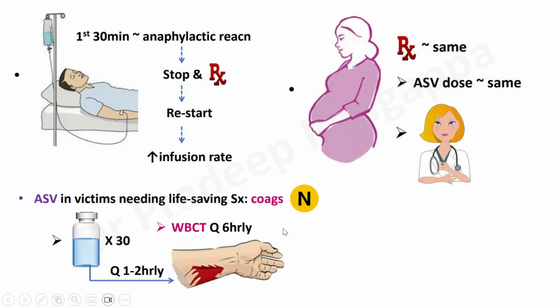So what about ASV in victims needing life-saving surgery? You have to make sure that coags are normalized. So even here, you give ASV up to 30 vials, and 1 to 2 hourly you need to check whole blood clotting time, 6 hourly, to ensure that it has normalized before this patient can be taken up for surgery. So the key protocol is continue ASV, and maximum up to 34 vials you can give: 10 vials stat, 2 vials 6 hourly for low dose. If it is a very severe bite and you want to give high dose, it is 10 vials stat and 6 vials 6 hourly until whole blood clotting time normalizes. And you can reach up to 34 vials because it is conclusively shown that that should be enough to neutralize any amount of venom that may have been injected by any snake.